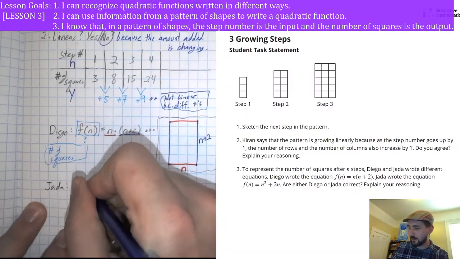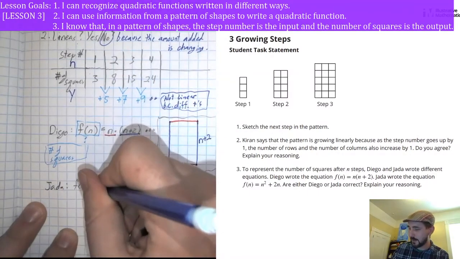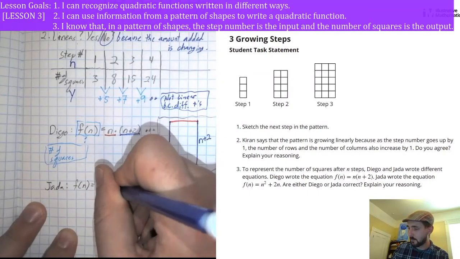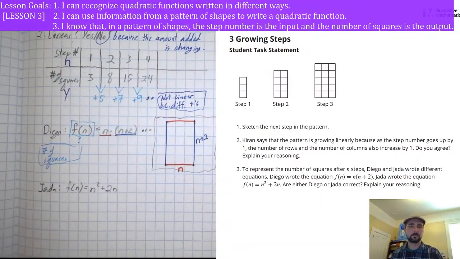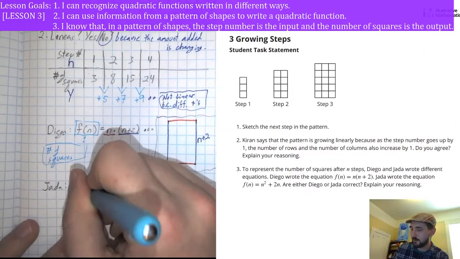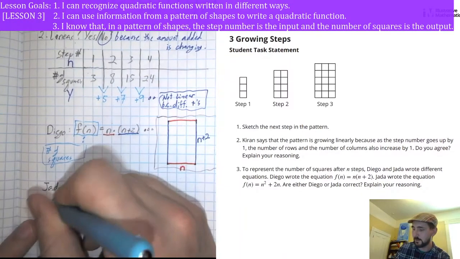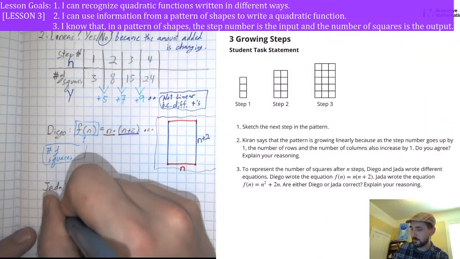So Jada is doing something different. She's saying n squared plus 2n. Okay. But it's the same setup, right? She's saying the function, which is the number of squares.